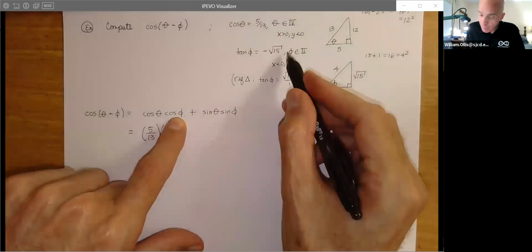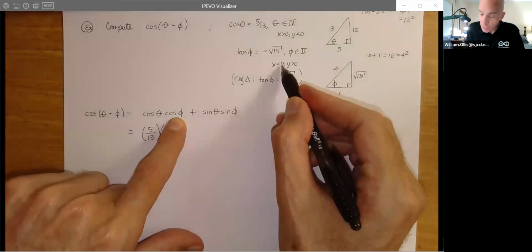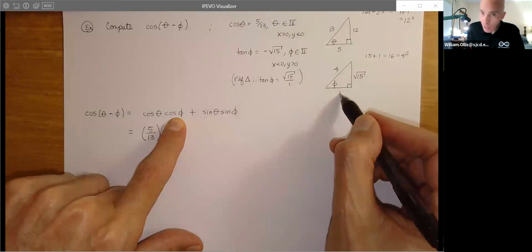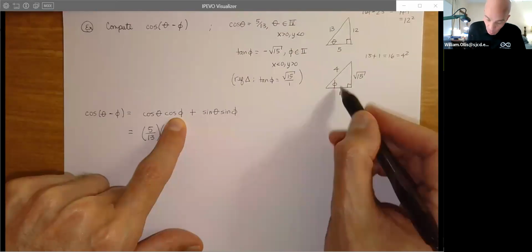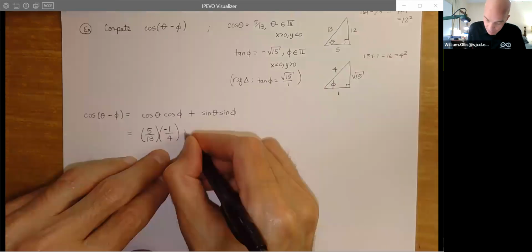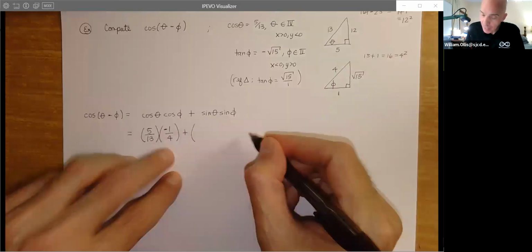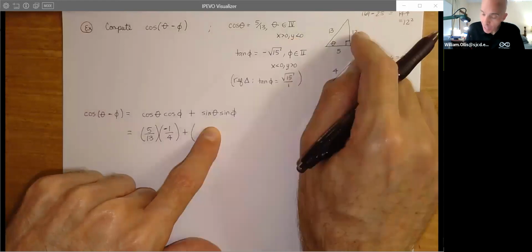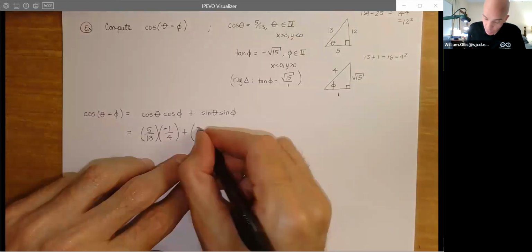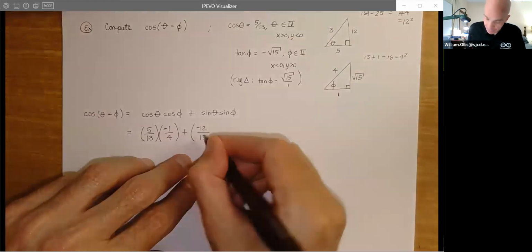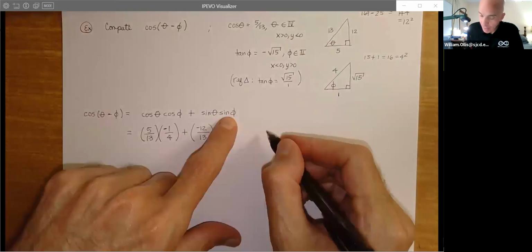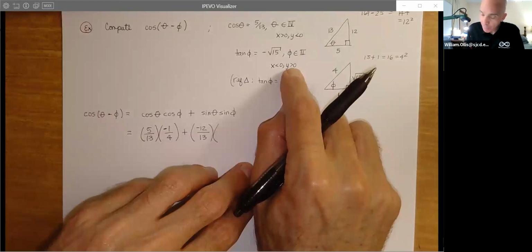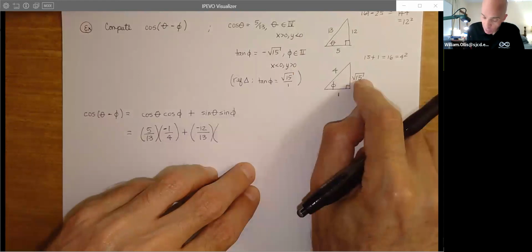Now we need cosine phi, but of course we're going to have to affix the negative sign because we're in the second quadrant. So we have adjacent over hypotenuse. So that would be a negative 1/4. Now sine theta, again, we're in the fourth quadrant, so we're going to need to affix a negative sign. So we do opposite over hypotenuse. So that will be a negative 12 over 13. And then sine phi, again, we have that y is positive. So we need opposite over hypotenuse. So that will be square root of 15 over 4.